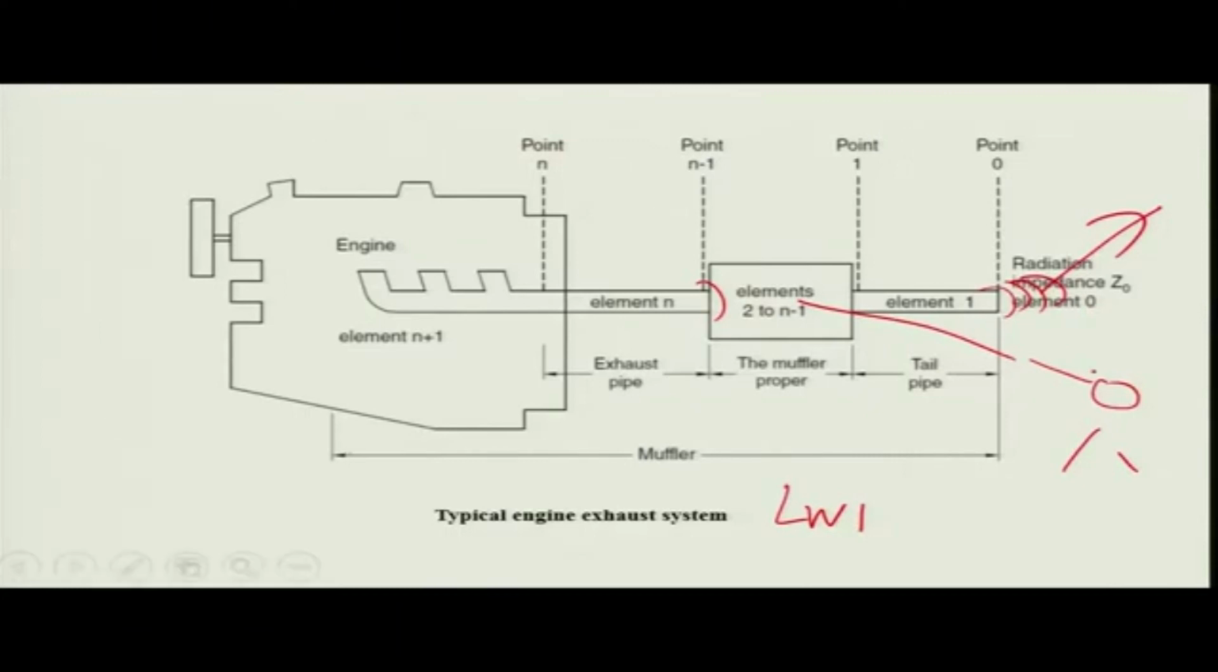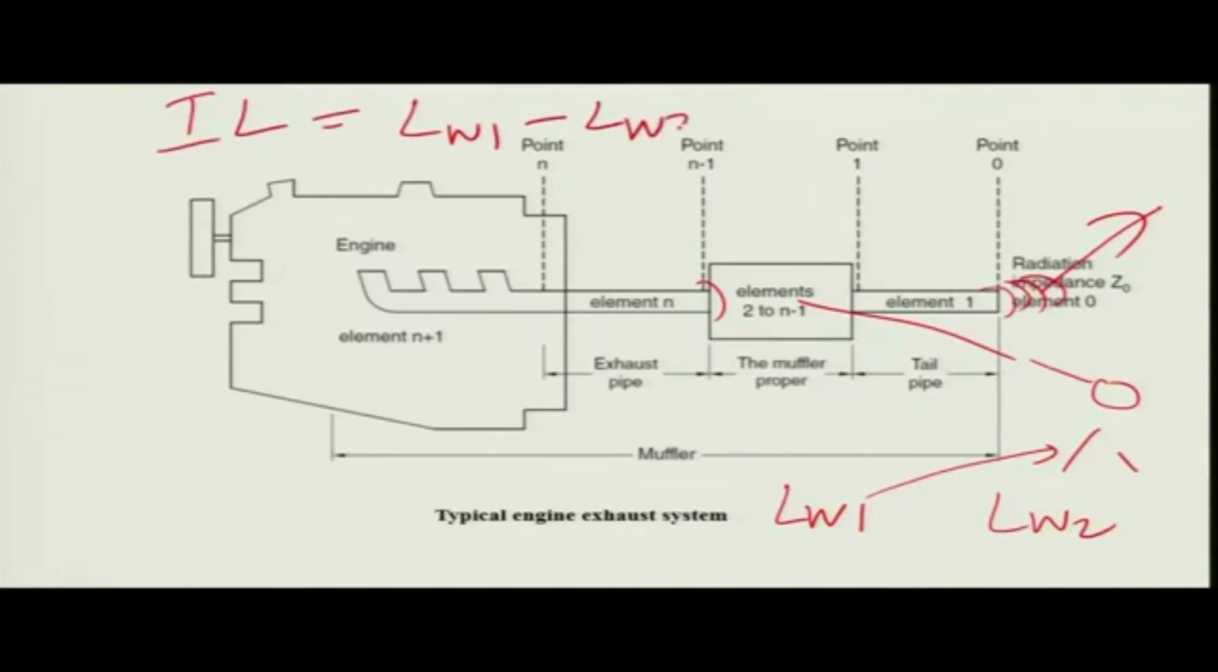Note that this LW1 is to be recorded at the same place. So, when the muffler is not there, then you record it at a certain distance, and when the muffler is there, you still should record the noise at this point, and then it is given by LW2 when the muffler is on. So, now basically the insertion loss is defined as IL is equal to LW1 minus LW2.